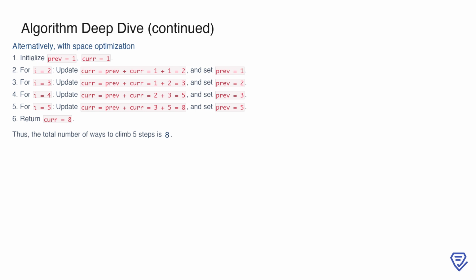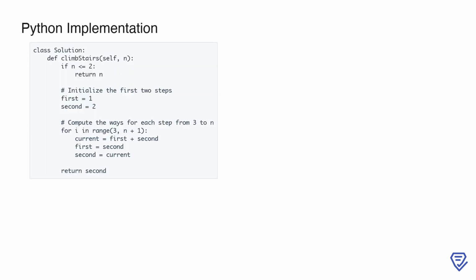For i equals 3, cur becomes previous plus cur, now 1 plus 2, which equals 3, and previous is updated to 2. Repeating this process for i equals 4 and i equals 5, we calculate the values 5 and 8, respectively. By the end, cur holds the total number of ways to climb 5 steps, which is 8. This approach demonstrates how we can achieve the same result with only constant space, making it an elegant and efficient solution. The problem climbing stairs is solved using a dynamic programming approach with space optimization.